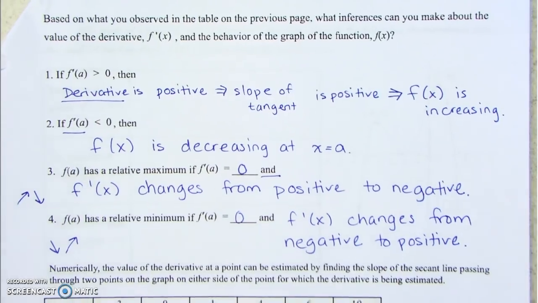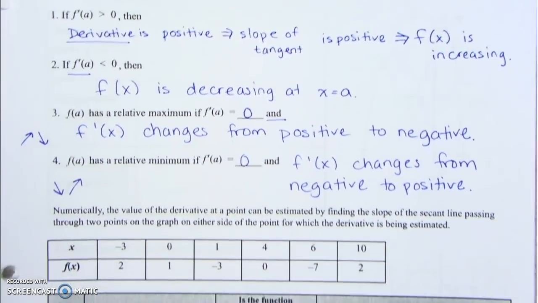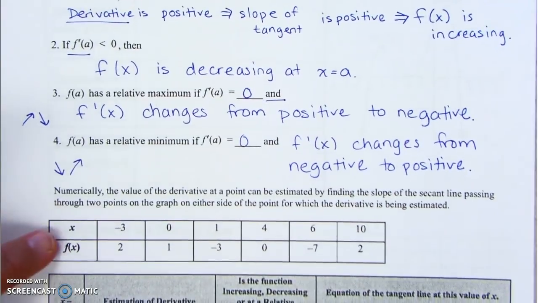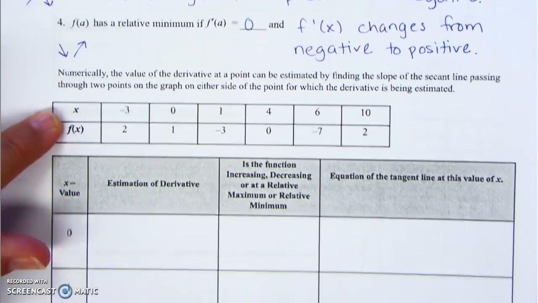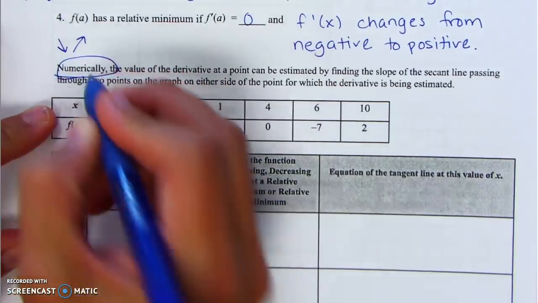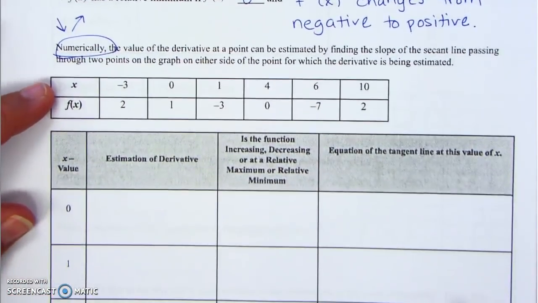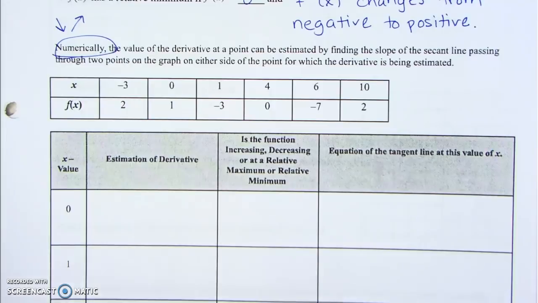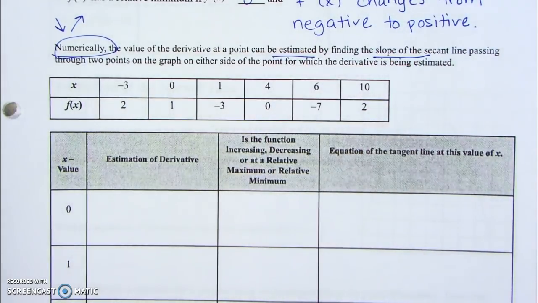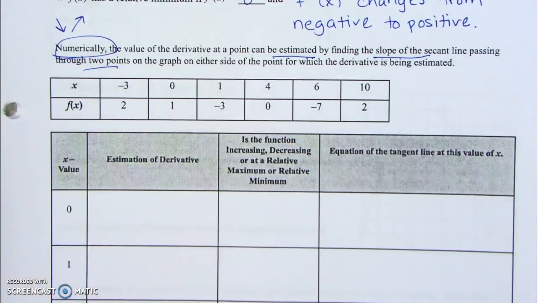okay? Okay, we just did that based on the graph, and now we're going to do it based on the table, which is fun, you guys. So this is numerically, where we're looking at numbers instead of graphically. The value of the derivative at a point can be estimated by finding the slope of the secant line passing through 2 points on a graph on either side of the point for which the derivative is being estimated.